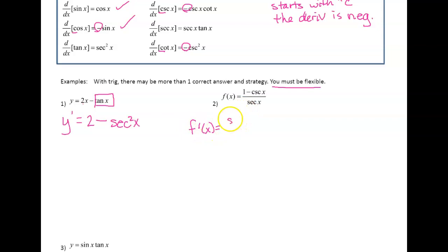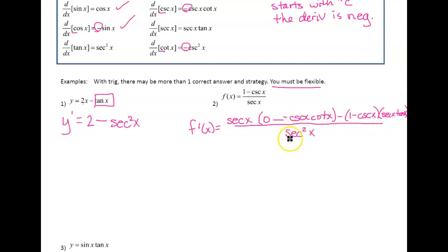So low d high, so I'm just going to write it as 0 minus the derivative of cosecant, which is negative cosecant cotangent. Low d high minus high d low, and the derivative of secant is secant tangent. Yeah, it gets pretty complicated. All over low squared. Remember with squared, you can put it there. If you want to use a parenthesis, you're welcome to, but that's a good review.